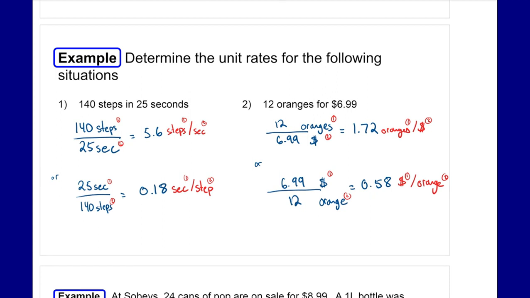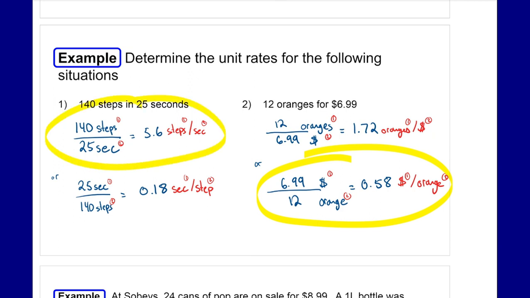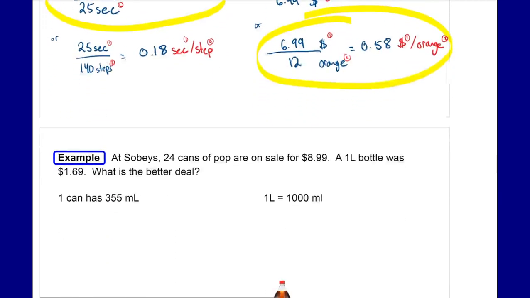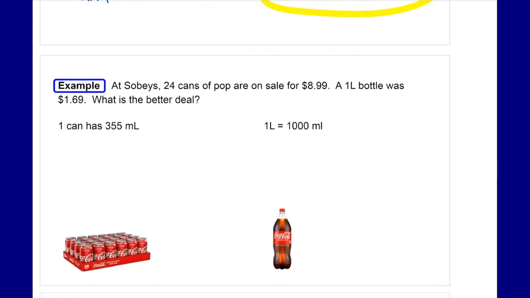So that makes more sense. In this scenario, I would probably use this one more often. Not that the other one is wrong, it just makes a little bit more sense in terms of real life situations. But both are considered unit rates because it's per one of something. Per 1 orange, per $1, per 1 second, per 1 step, all unit rates. The next example is going to use that idea of unit rates to help us figure out which is a better deal.